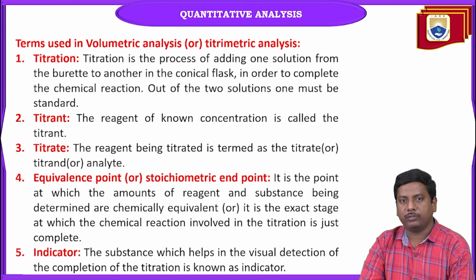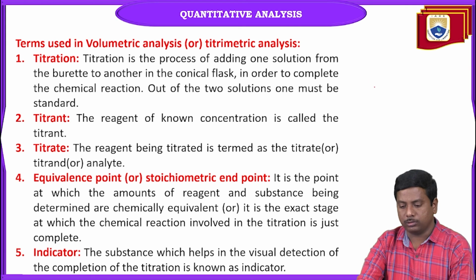Okay, and the fifth one is the indicator. Indicator also plays a very important role in titrimetric error analysis, especially because it can visualize the end point of a chemical reaction. Now we see the definition. The substance which helps in the visible detection of the completion of a titration is known as an indicator. So indicator is especially applicable for titrations done with colorless solutions.